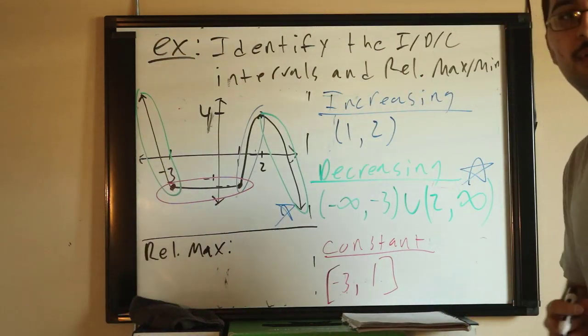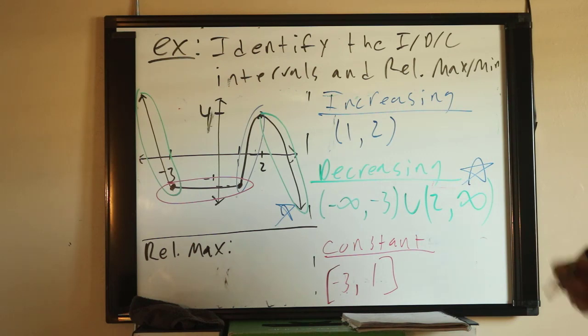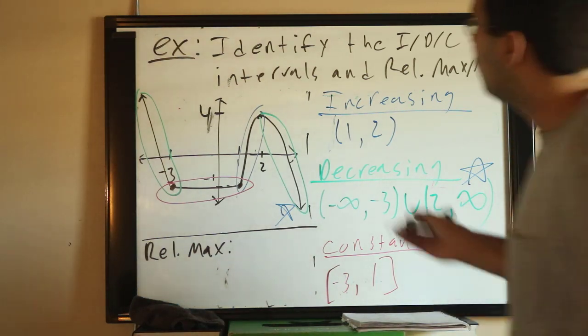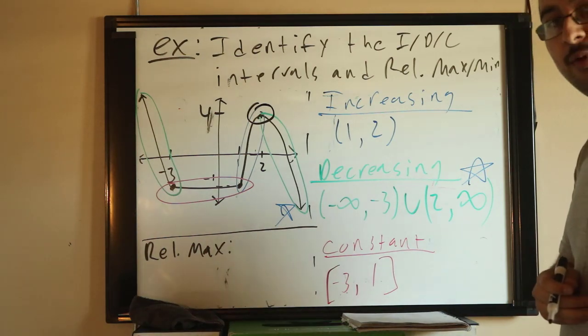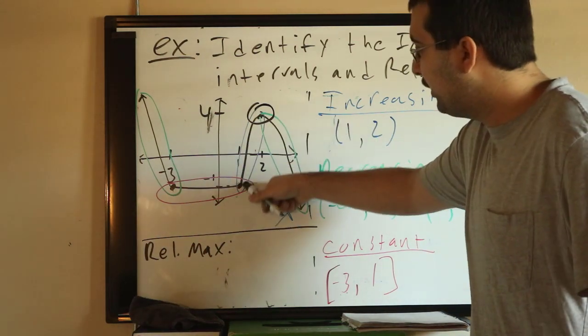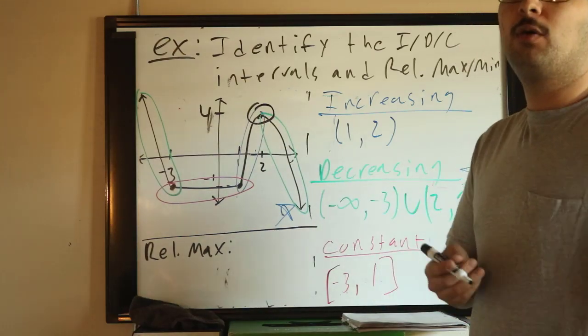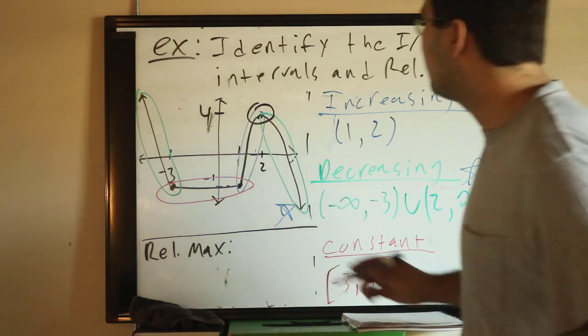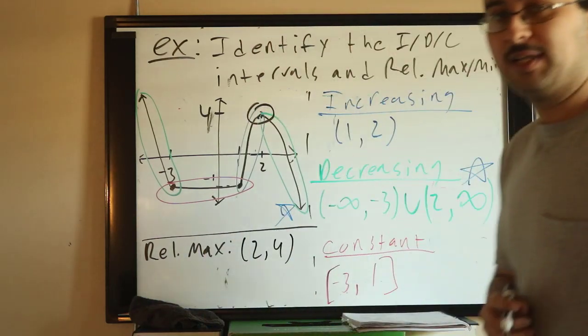Alright, now we want to talk about the relative maximums. So, does this graph have any relative maximums? Right? It does. It has one right here. How do we know that? Well, before this point, we are increasing up into the point. Immediately after the point, we are decreasing away from the point. So that is the behavior we're looking for. So this means 2, 4 is a relative maximum.